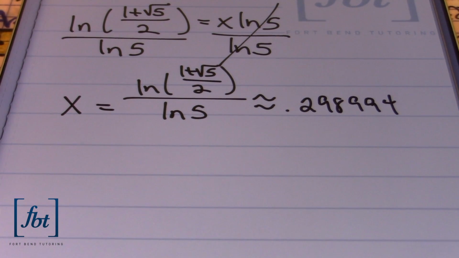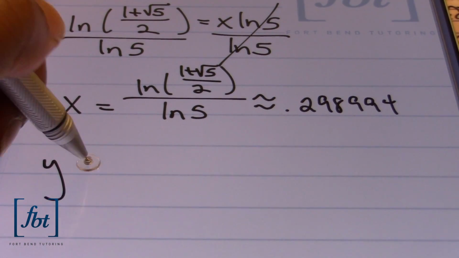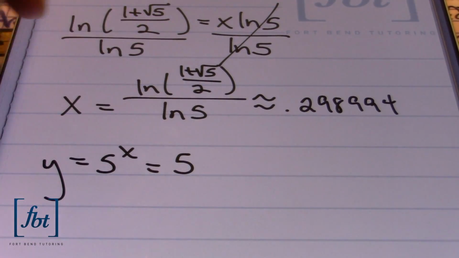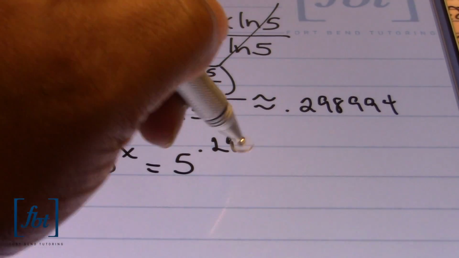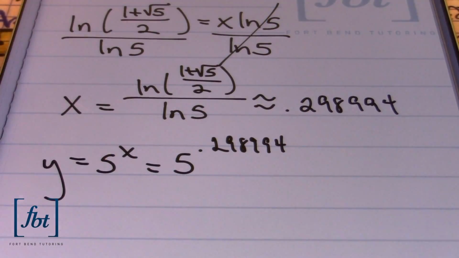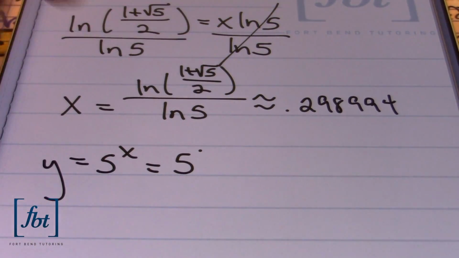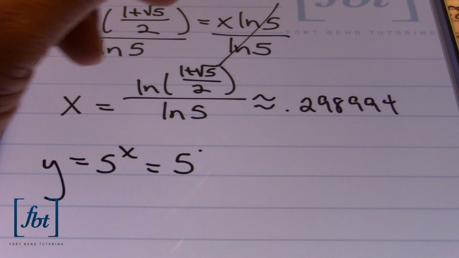All right. So in order to solve for y, remember y is equivalent to 5 to the x. So you'll be saying, what is 5 to the 0.298994, and you'll plug that. Oh, you can't even read that, can you? Let's fix this. There's no reason why this is not legible. Let's go ahead and rewrite it.